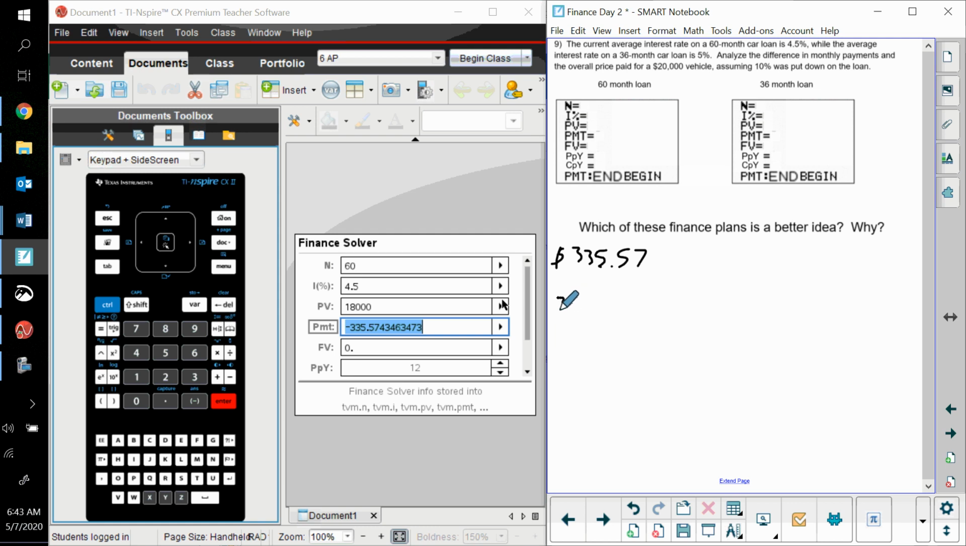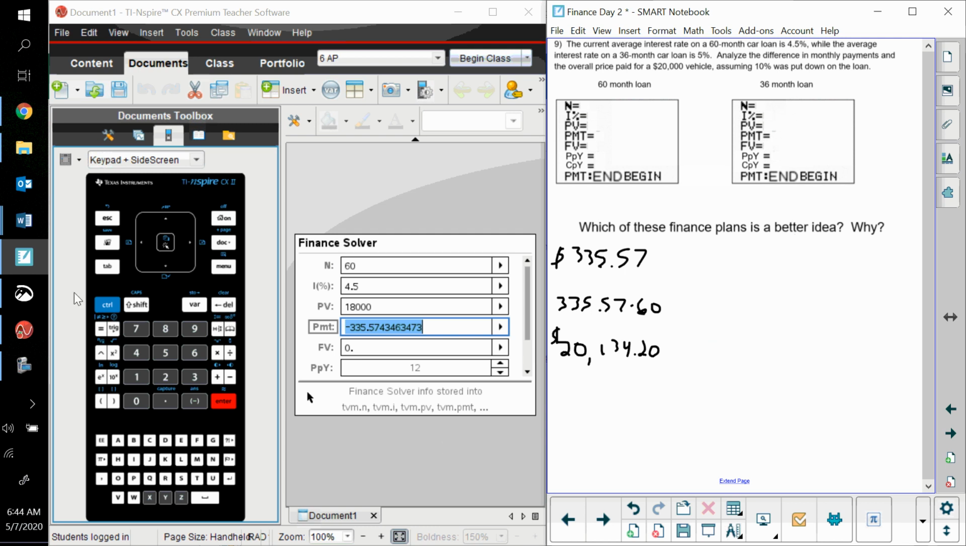And if we do that times the 60 months, that'll give us 20,134.20 for the total amount that you're paying for the car. So really, remember we put 2,000 down. So if you're doing the 60 month, you end up paying $2,134 more than the actual price of the car.